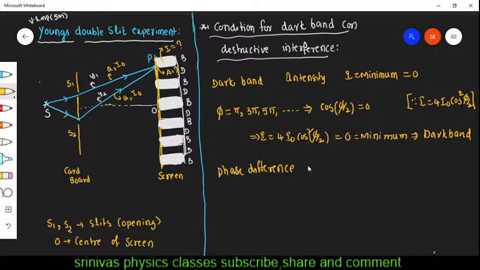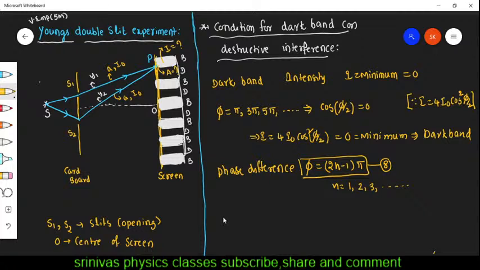What about the phase difference? The general equation we write is phi is equal to 2n minus 1 into pi. This is the condition. You write this as equation 8, where n values are not 0. It starts from 1: 1, 2, 3 and so on. Substitute n equal to 1: 2 into 1 minus 1 into pi gives pi. Next, substitute 2: 2 into 2 minus 1 into pi gives 3 pi. So we get pi, 3 pi, 5 pi and so on. We write the general equation like this.